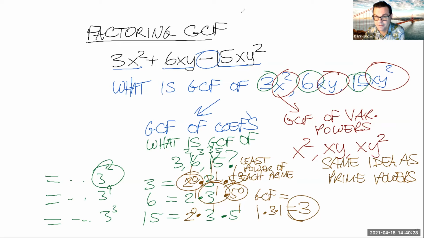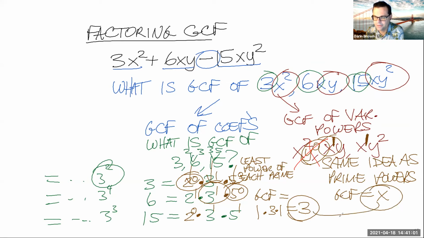So what do we have here? Well, here we've got x to the first, x to the first, x squared. So the smallest power of x that we have in common here is x to the first, right? 1, 1, 2. And then y, since there's really no y here, it's y to the 0. So that's just 1. So there's no factor of y, so we don't get that. So all we have really is x.